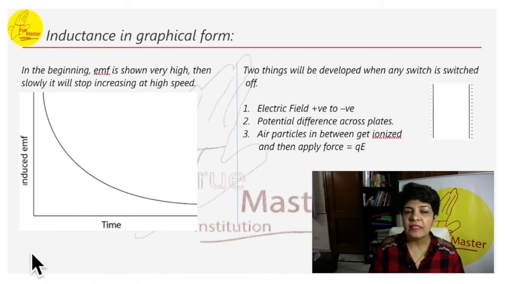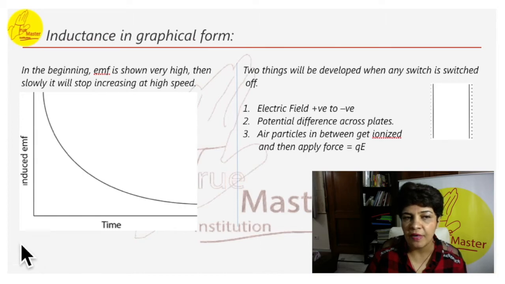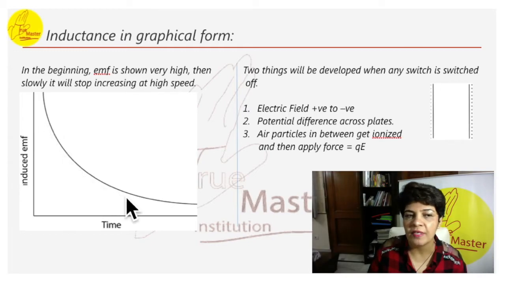If we look at the self-inductance graph, this is the graph where we have the induced EMF and the time. We find at the beginning EMF is very high. The moment current starts, the EMF generated is very high, then slowly it stops increasing at high speed. So slowly it will keep coming down.